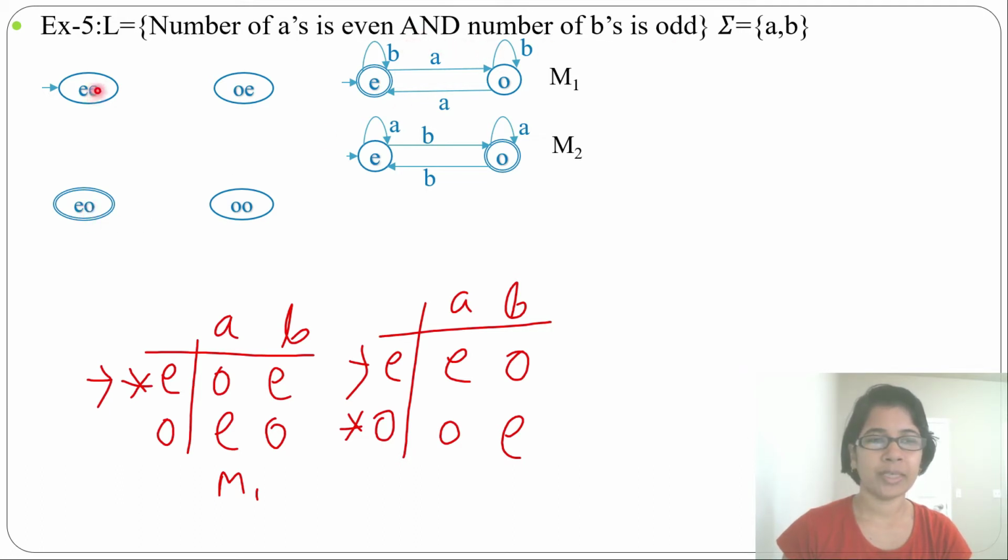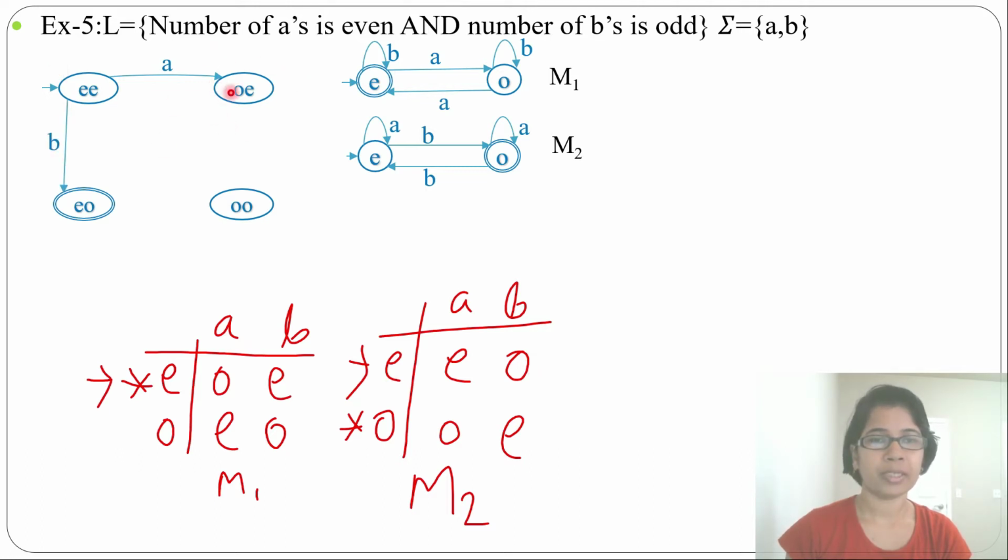So now from EE by A, where will it go? From E by A it goes to O, and from this E by A it goes to E. So it will go to OE. By A it will go to the OE state. Then by B where does it go? From this by B it goes to E, and from this by B it goes to O. So by B it will go to the EO state.